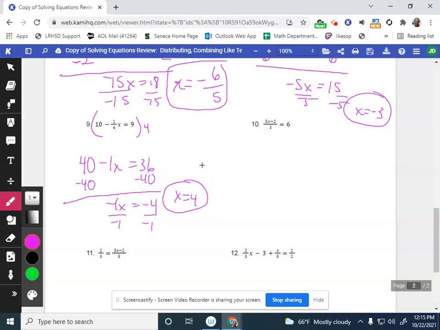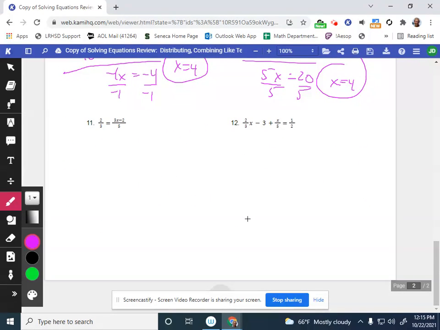Okay, number 10, now I'm doing proportions. So when I have that big fraction on the one side, I consider the 6 to be 6 over 1, and I cross multiply. So 3 times 6 is 18. 1 times 5x minus 2 is just 5x minus 2. And now I go ahead and peel away. So 5x equals 20. Divide both sides by 5, x equals 4.